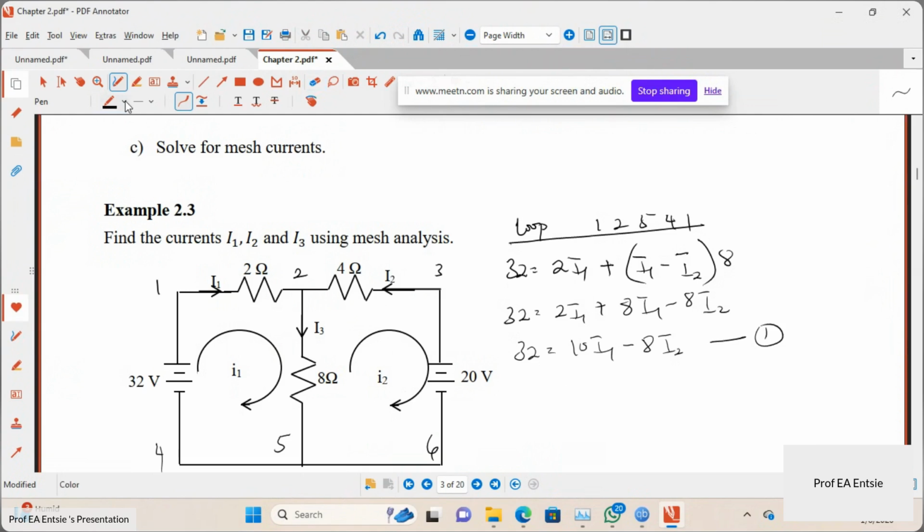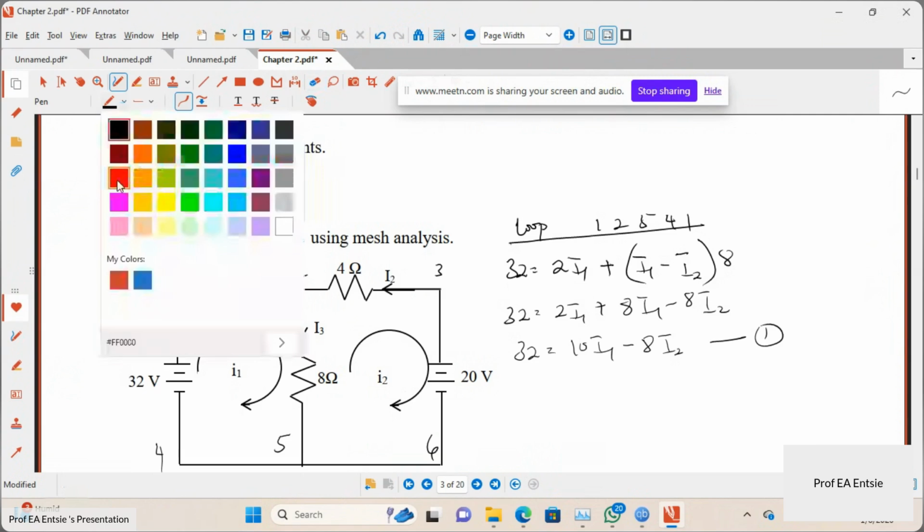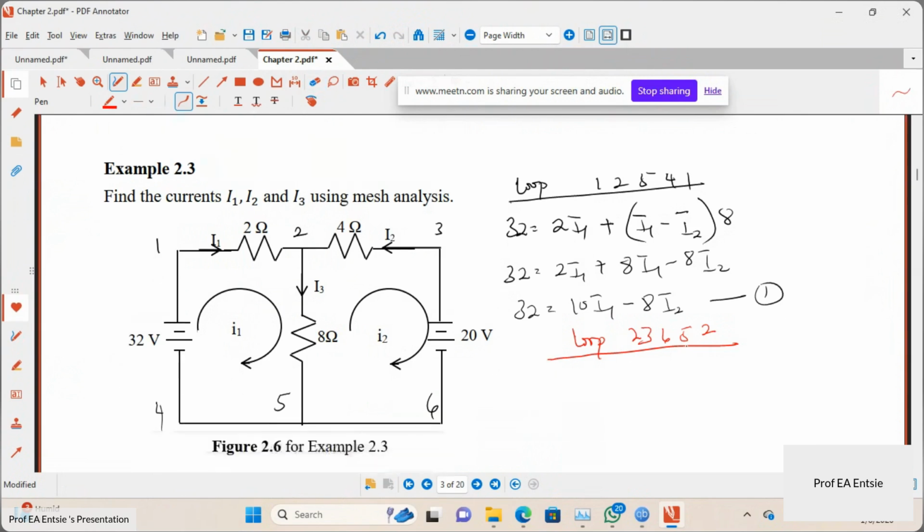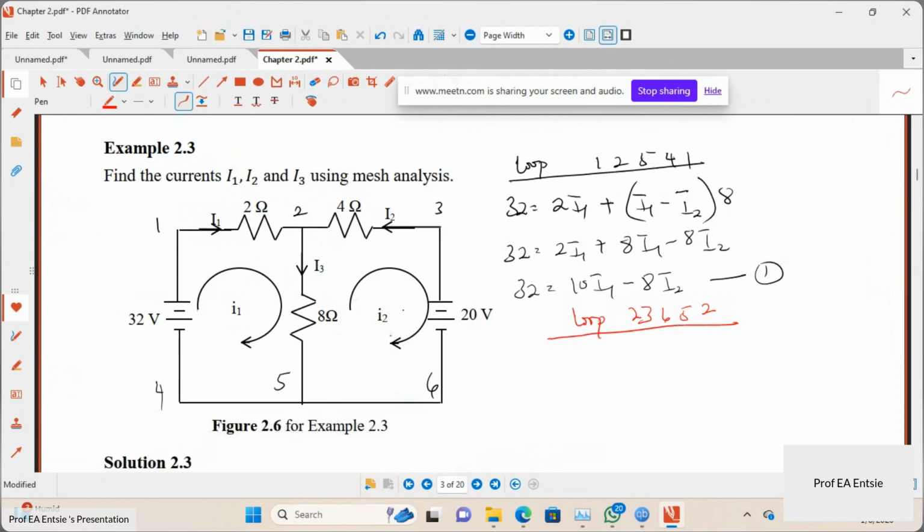So let me change color. So second loop will be loop 2, 3, 6, 5, what? 2. Where you start is where you end. So now this current I2 is assigned for the whole loop, but this direction means that I2 would leave from the negative terminal, but will enter the positive terminal of 20 volts. But I'm using where it's leaving. So negative terminal means negative 20 equals the voltage drop across the 4 ohms and the 8 ohms.